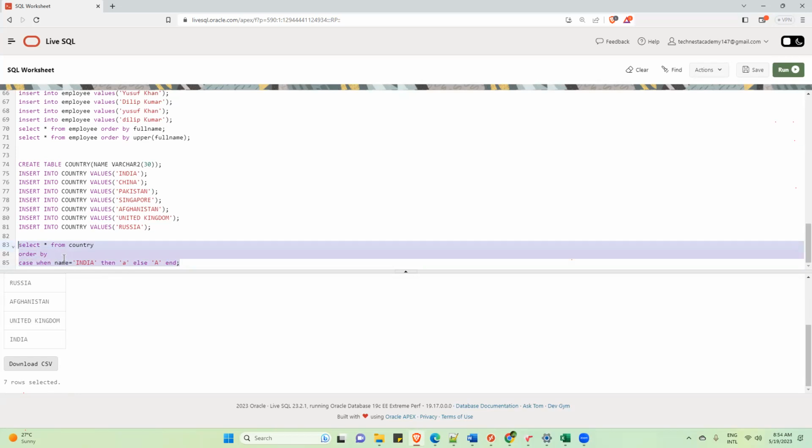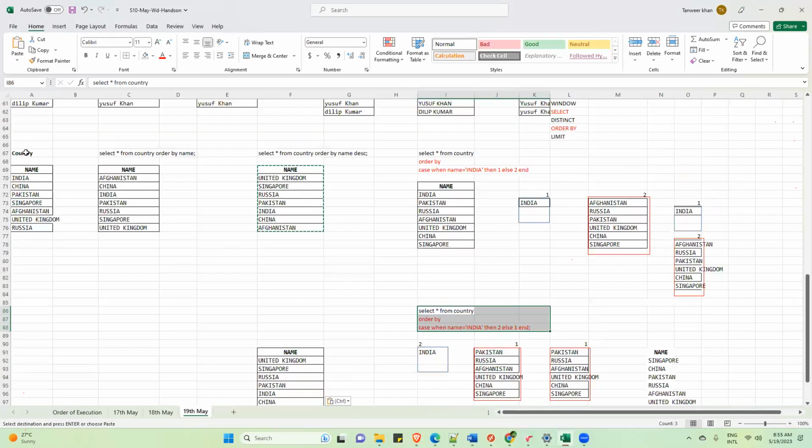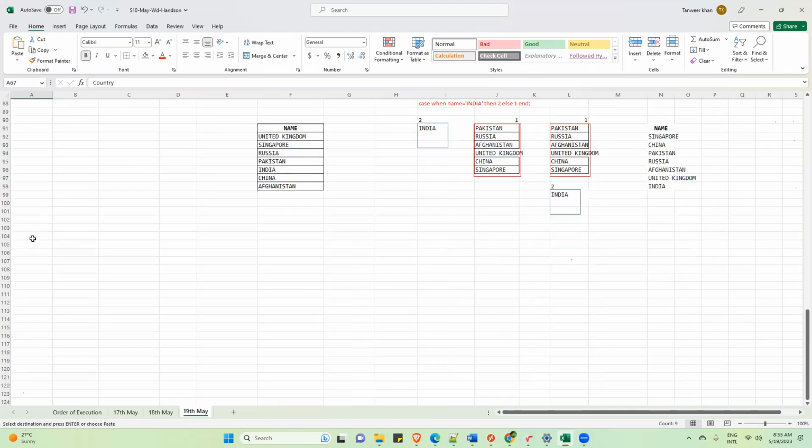Okay, good. Now my manager is saying, okay, fine, Tanvir, you have placed India on the top, you have placed India on the bottom, you have shown multiple scenarios, that is fine. But my requirement is, I want to place India on the top, but the remaining countries in ascending order. Is the question clear? I hope the question is clear to everyone. No, the question is not clear. Okay, let me explain.